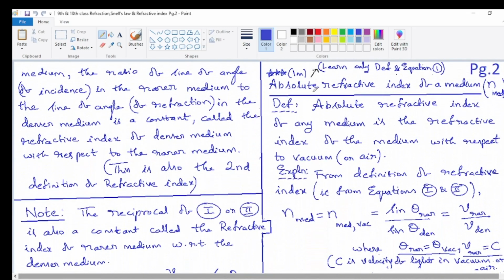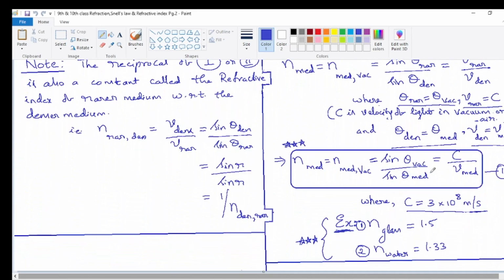They'll be very useful. Next, absolute refractive index of a medium you see. It carries only 1 mark. So learn only definition plus equation 1. That's all. Nothing more is required. Entire explanation will not be required. Just see that this is the definition and this is the equation. And examples, they are very good for understanding, so you can remember the examples also.